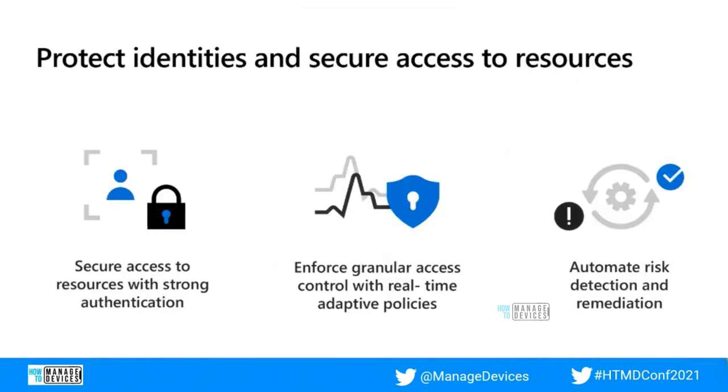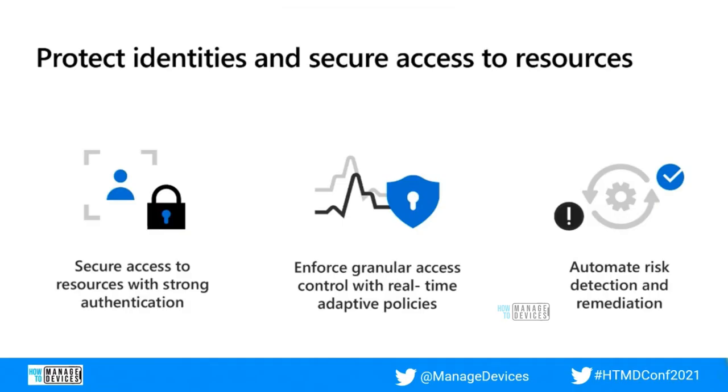And as I said, this is going to be the core meat of today's presentation: protecting identities and securing access to resources. We'll be looking at this in three different pillars. First, we'll be talking about how you can secure access to resources with strong authentication. As I said, your identity and access management is the front door. So if there is anything that you want to strengthen, that should be the first place that you need to go after.